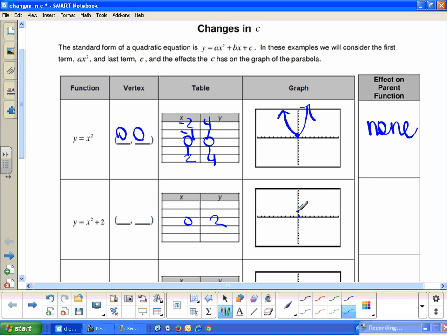However, if you didn't have anything different in front of x squared, is our width any different? No. So the difference is here. If our parent function was originally like this, all we did was move up 2 units.